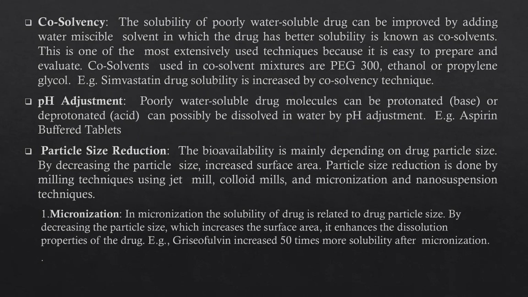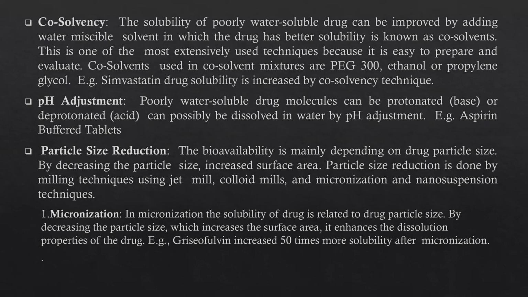The co-solvents used in the co-solvent mixture are PEG 300, ethanol, and propylene glycol. These are the co-solvents used for increasing the solubility of a poorly water soluble drug. For example, the solubility of a drug like simvastatin will be increased by this co-solvency technique. So this is the first method which increases the solubility of the drug.